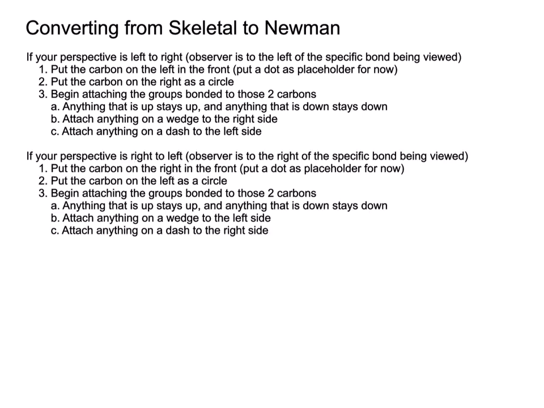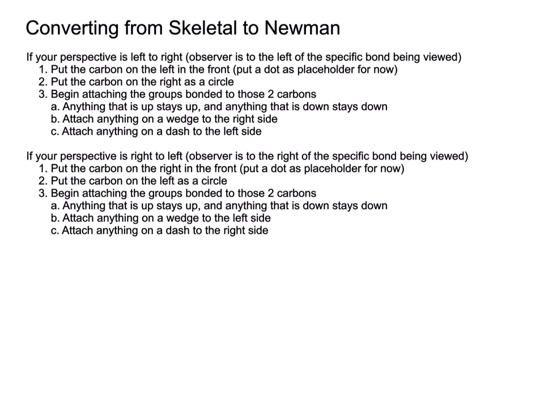If the perspective is right to left, then we simply reverse what we do. We put the carbon on the right in the front, and we put the carbon on the left as a circle. Then when we attach the groups, up still stays up, down still stays down, but anything on a wedge is now going to be on the left, and anything on the dash is going to be on the right.